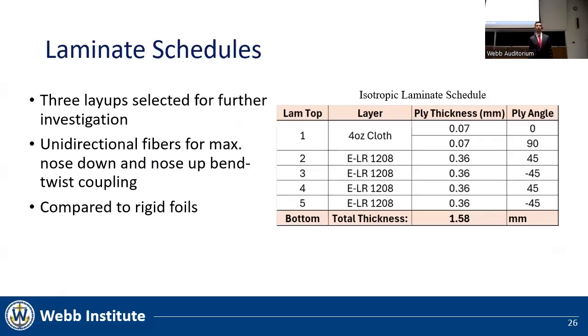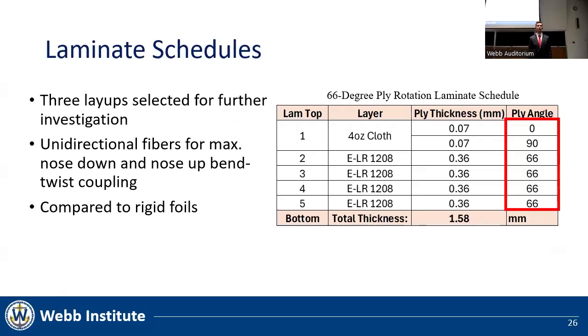We then selected 3 layups for further investigation. The first one was the isotropic layup, which was composed of 5 laminate plies with a symmetrical fiber orientation. Next, a layup featuring 66-degree unidirectional fibers was chosen, as the 66-degree ply developed the greatest amount of tip end downward twist. Unidirectional fibers were selected for maximum bending twist coupling effects, while the 4-ounce cloth was included to improve the strength of the layup.